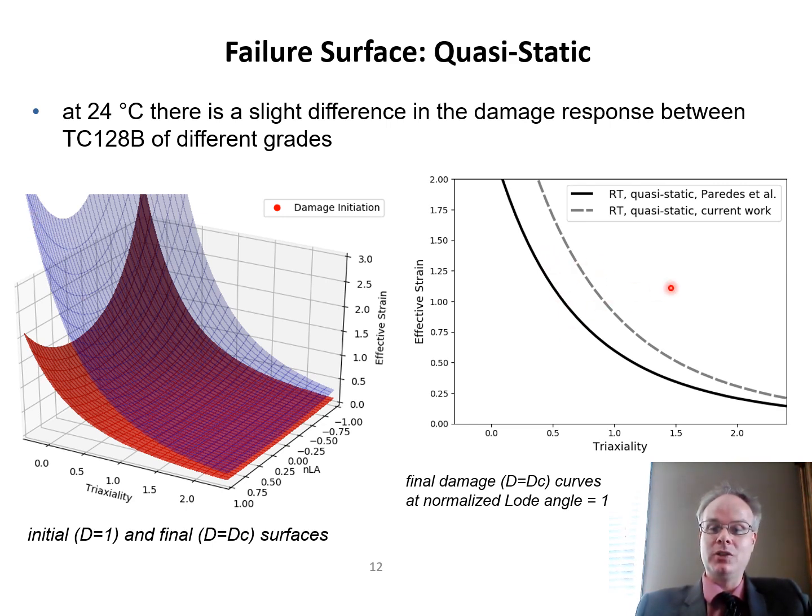Often we present this as a 2D plot. In this case, at a normalized load angle of 1, and the final failure curve. There are 2 curves presented here. One is the original quasi-static room temperature result published in the literature by Paredes and Wierzbicki, and then the TC1288B steel studied in the current work at room temperature, quasi-static. And this just shows that the model can be easily adjusted for different grades of the material.